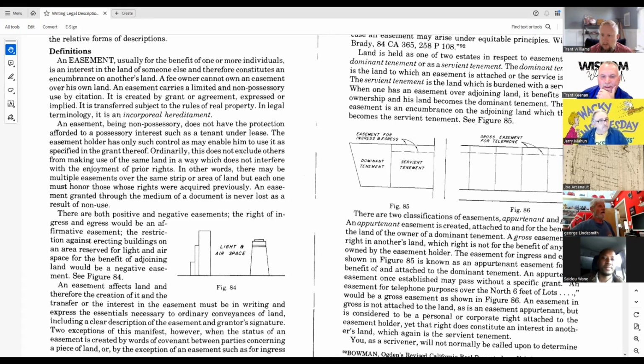He's got to find his mute button. He's got a new computer. Nope, you're still muted. George, you're muted. There you go.